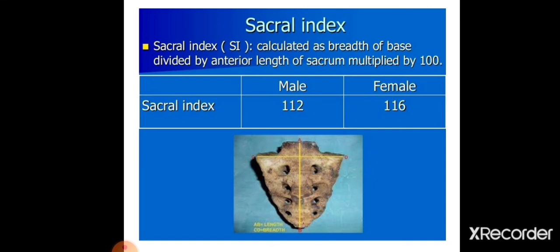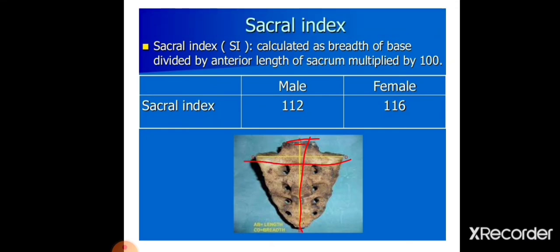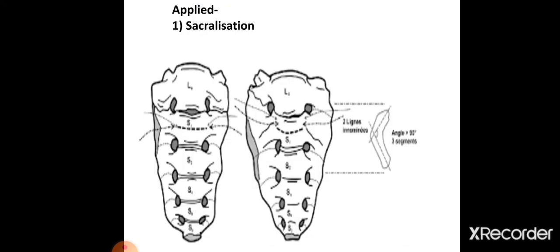So anterior length is from your sacral promontory up to the apex, and this is the base. So the base is divided by the anterior length and then multiplied by 100 to get the sacral index. Now come to the applied.